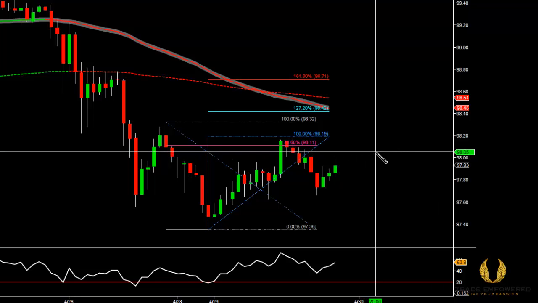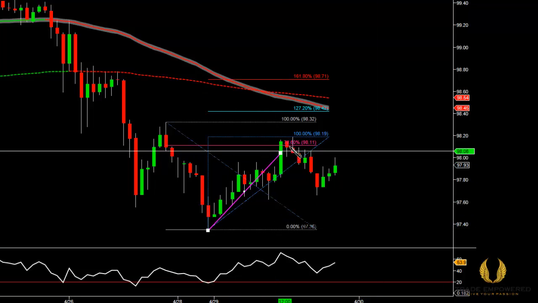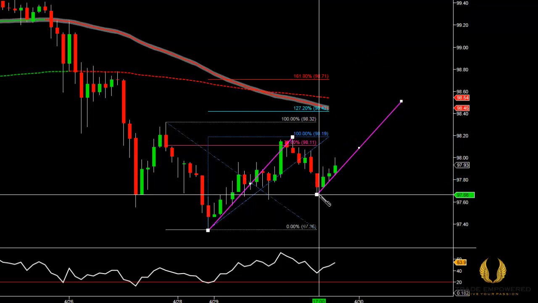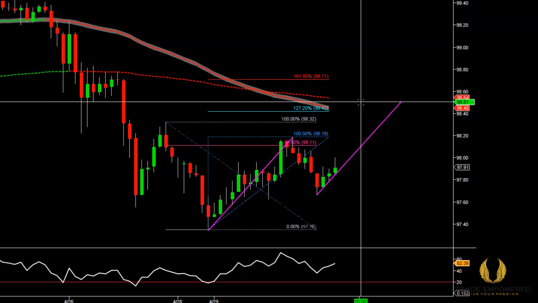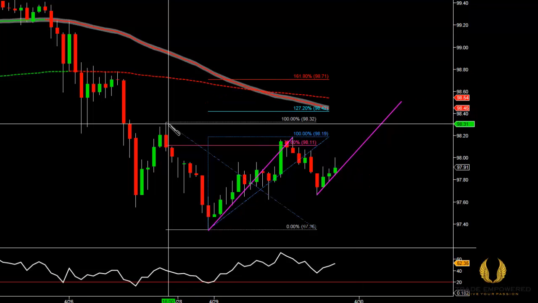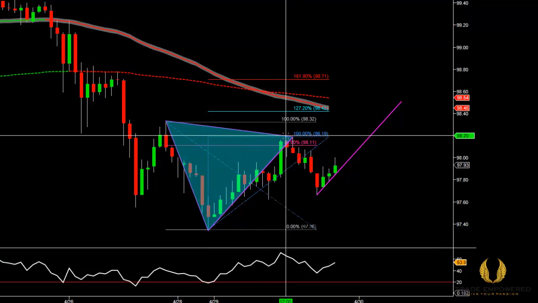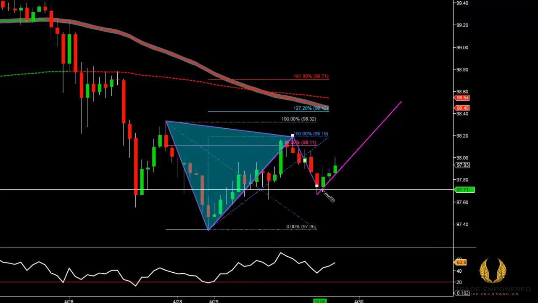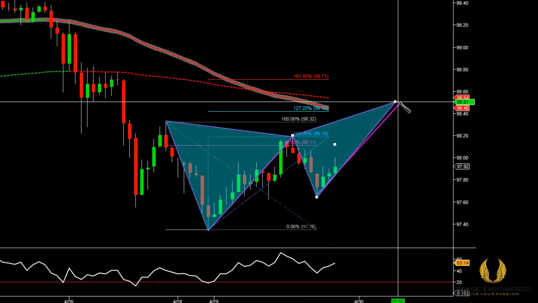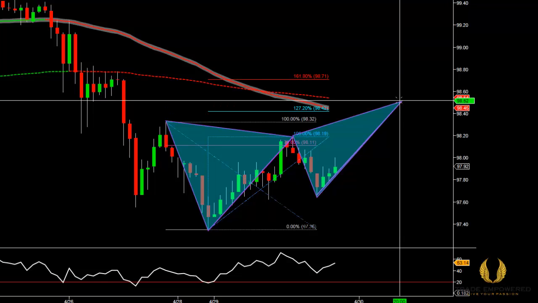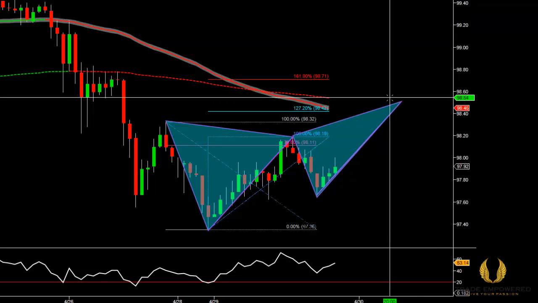I'm also going to take an ABCD pattern completion, so I'm going to take my A to B leg, I'm going to project a BC, and we'll see that potential D completion, excuse me, is going to come in at 91.50. So if you're looking for a traditional butterfly, X to A to B, B to C down here in our CD completion, you're looking at a nice little zone between 98.42 and 98.52. So a nice 10 pip zone in here.